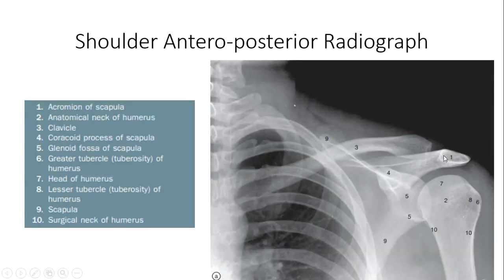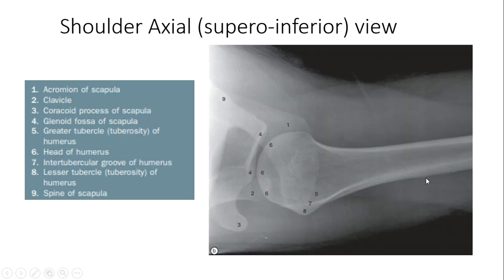This is above this joint. The acromioclavicular joint is lying superior to the shoulder joint, and in AP view, you can see and differentiate them clearly, but on axial view, they overlap each other.